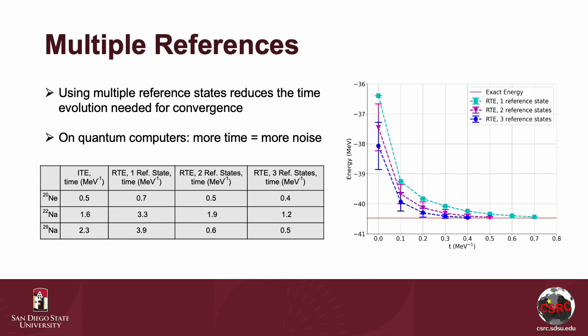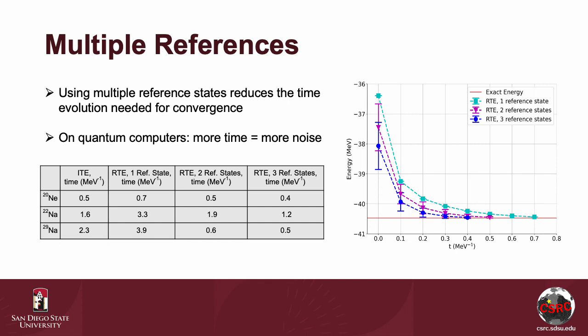So to reduce the number of time steps required for using this real-time evolution operator, we introduced the multiple reference state generalization. By using multiple reference states, we can achieve convergence faster. The algorithm was implemented to find the ground state of neon-20 using 1, 2, and 3 reference states. And in this figure, we can see that by using 2 reference states, the algorithm converged after 6 steps. And after using 3 reference states, it was able to converge using only 5 time steps.